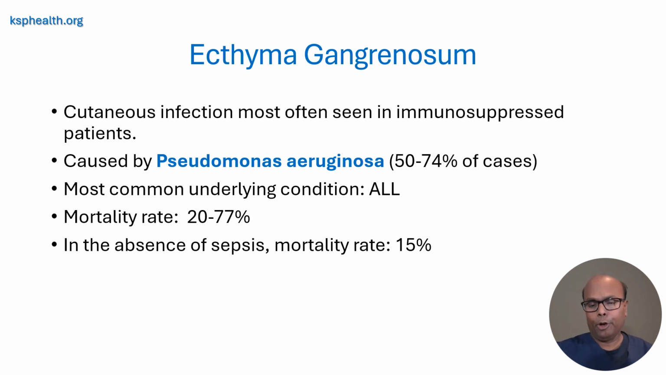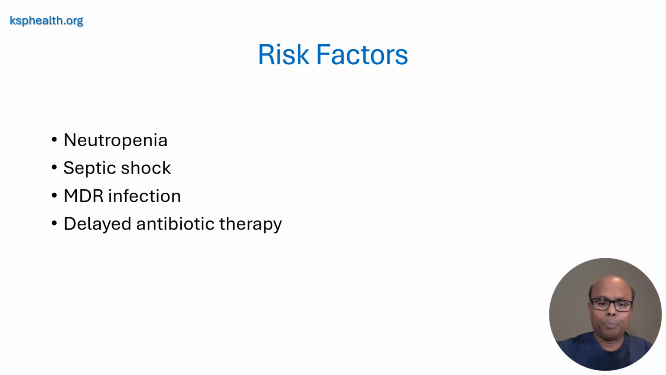Next is Ecthyma Gangrenosum. It's a cutaneous infection most often seen in an immunocompromised host. It's caused by Pseudomonas aeruginosa in the majority of patients, like 50 to 74% of the patients. The most common underlying condition is acute lymphoblastic leukemia. The mortality rate is very high, 20 to 77%. In the absence of sepsis, the mortality rate is only 15%. Still, it's very high. The risk factors are neutropenia, septic shock, multi-drug resistant infection, and delayed antibiotic therapy.